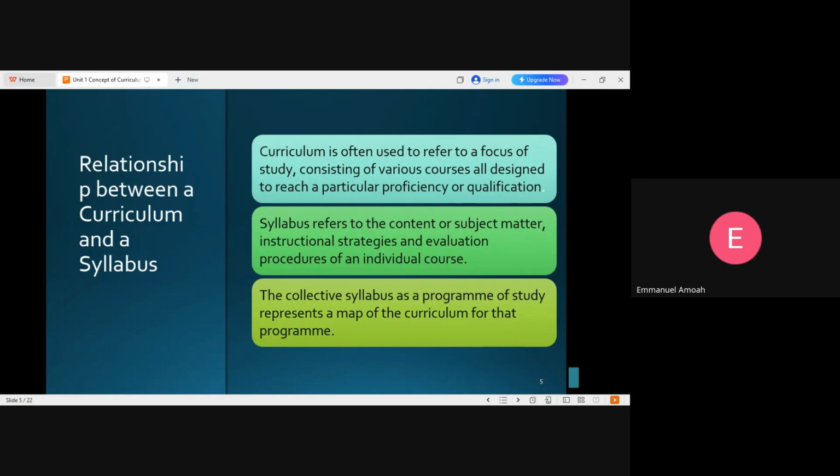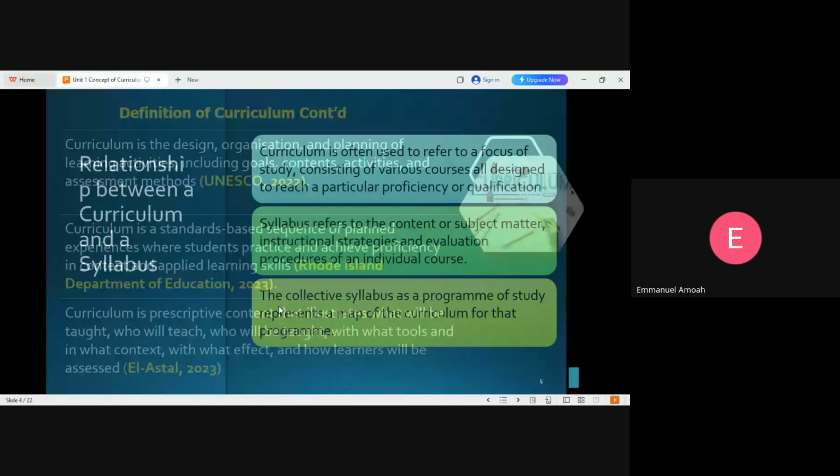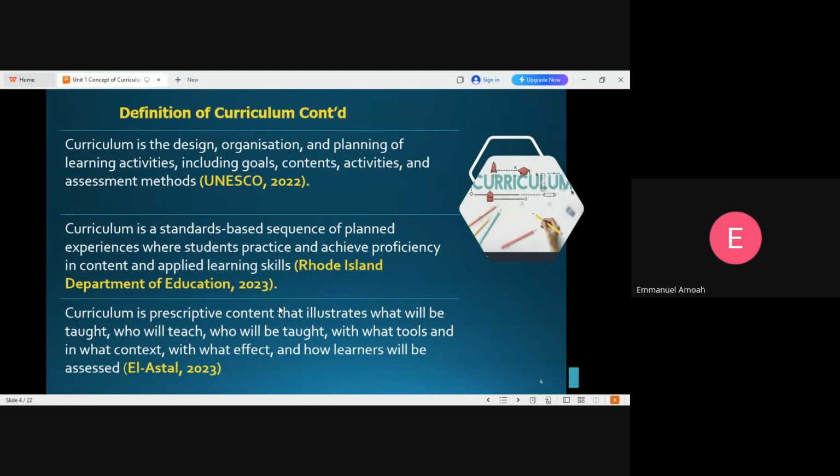Okay, doc, please, looking at the various definitions that we have looked at, I can see that some of the definitions only limited the curriculum to the learning experience the learners acquire in the classrooms, without adding the unplanned learning experience the learners acquire spontaneously. It has not been included.